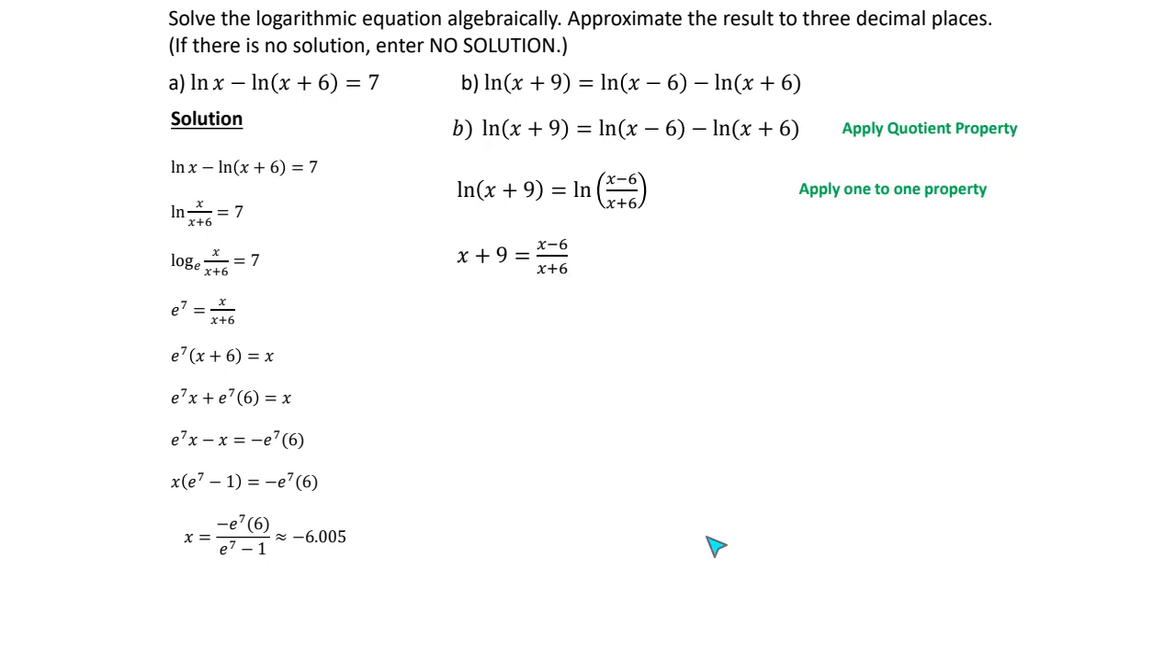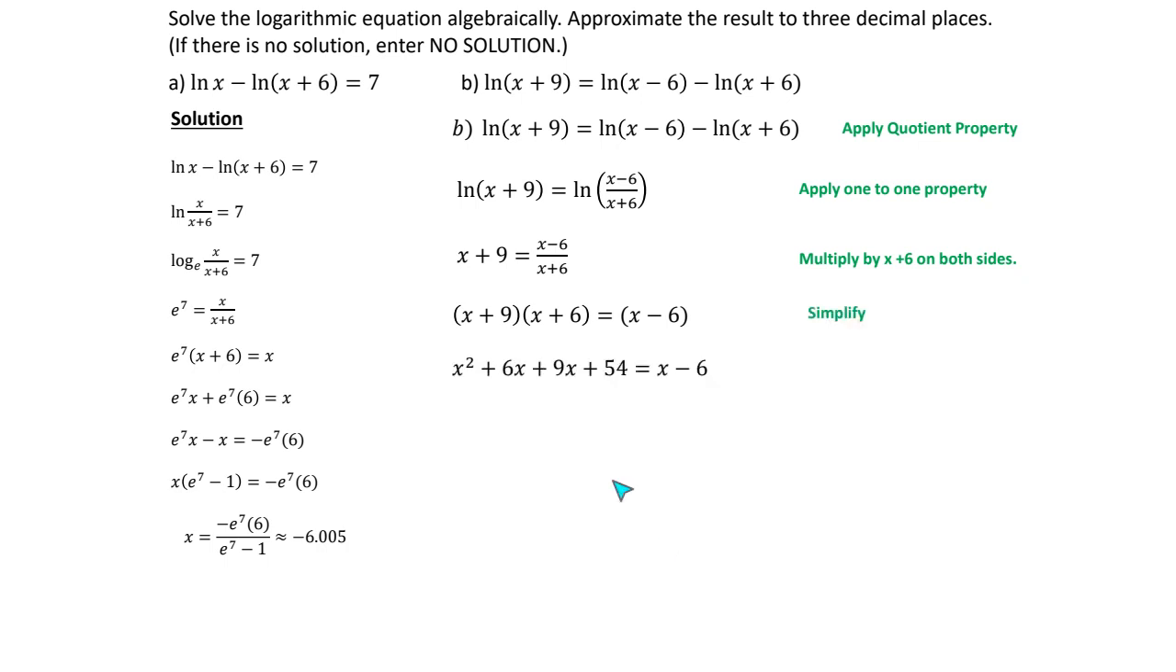In order to solve for x, we can multiply both sides by x plus 6. So we get x plus 9 times x plus 6 is equal to x minus 6, since the x plus 6 will become 1 here, or they cancel. Now let's continue to simplify. If we multiply this out, we get x squared plus 6x plus 9x plus 54.